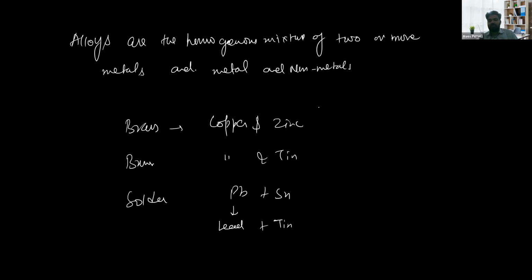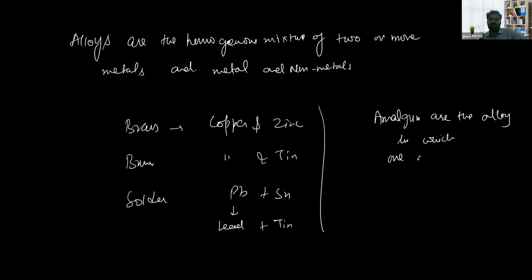Amalgam. What is amalgam? Amalgams are the alloys in which one of the constituents is mercury. Mercury and anything, like mercury and sodium is sodium amalgam, mercury and copper is copper amalgam. It will be asked in the examination that if one of the constituents is mercury, then it is amalgam. Ferrous alloys are those in which one of the constituents is iron.